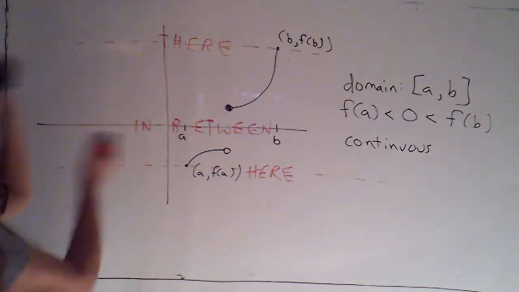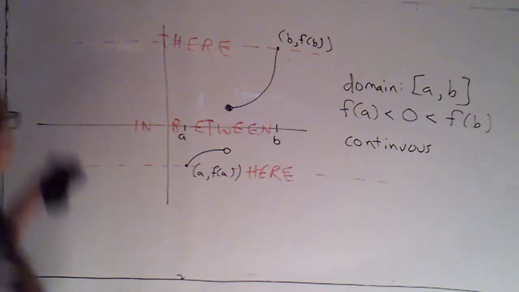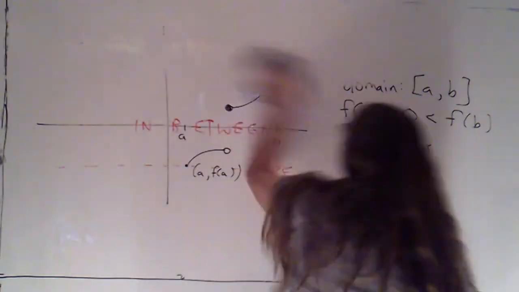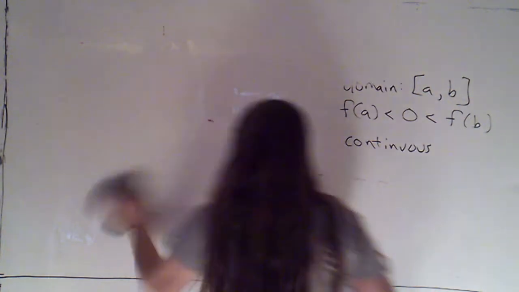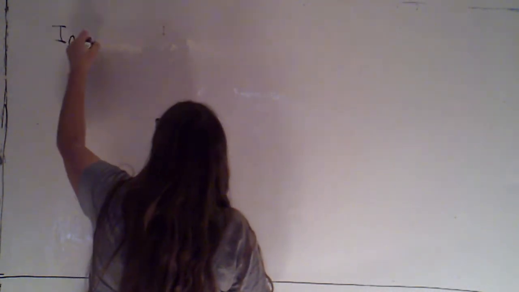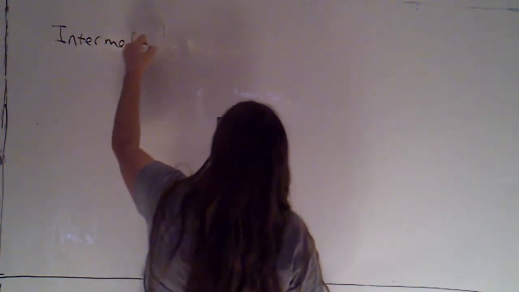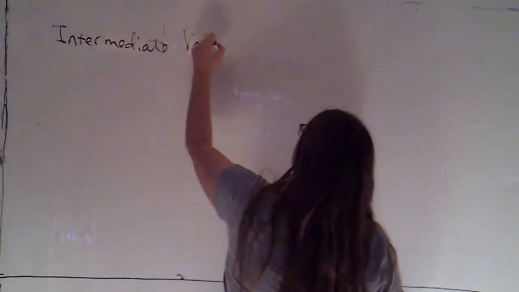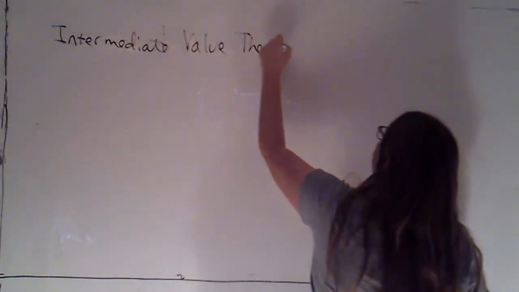I've given you the common sense version of things, that you can't get from here to there without passing through what's in between if you're a continuous function. So here's how it's formally stated. Intermediate value theorem.